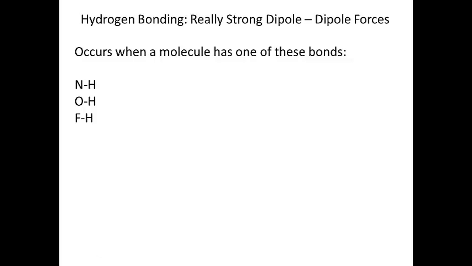Hydrogen bonding is a case of really strong dipole-dipole bonds, and it happens only when a molecule contains one of these three kinds of bonds. These are not the hydrogen bonds, even though they contain hydrogen. Those are not the hydrogen bonds, but these lead to hydrogen bonding.